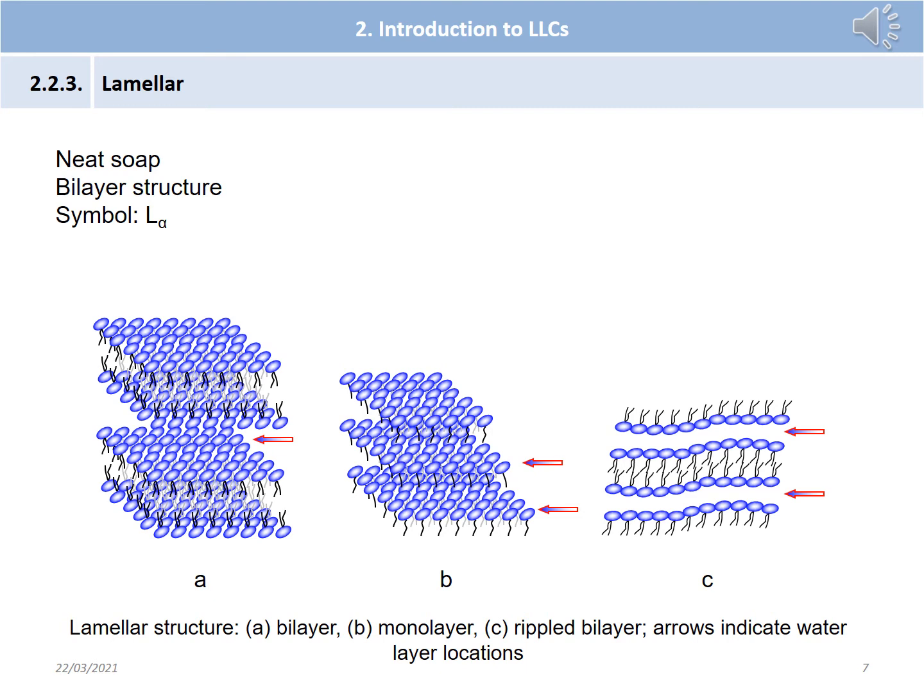Lamellar structure: A, bilayer, B, monolayer, C, rippled bilayer are shown on the slide.